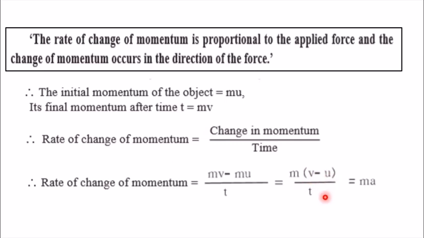Now children, do you remember the acceleration formula? a is equal to (v minus u) upon t. So instead of (v minus u) upon t, we can take a. So this is equal to mass into acceleration.